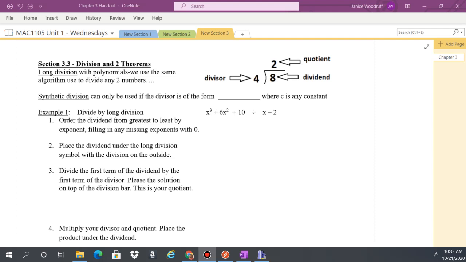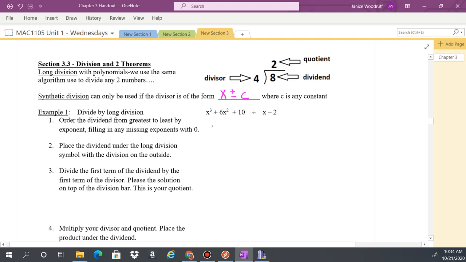Then we'll talk about synthetic division. Synthetic division can only be used if the divisor is in the form x plus or minus c, where c is any constant. Long division you can do with both. So we're going to start with an easy one for long division.